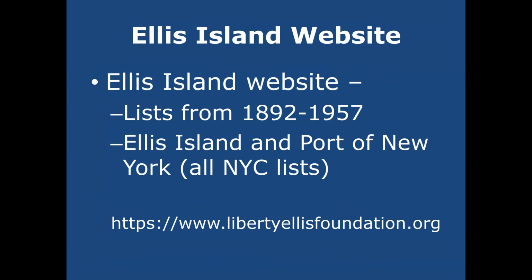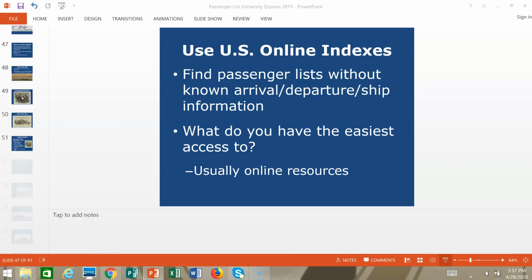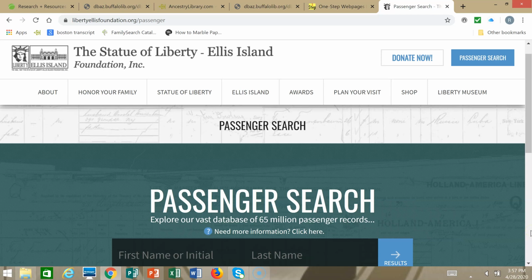There is an Ellis Island website that you can use for free. It has lists for New York City, any lists for New York City, not just those that came through Ellis Island, from 1892 through 1957. And this is the website that you see on your screen. Here is the Ellis Island website. You will have to set up a free account to see the passenger list, but you can keyword search it.